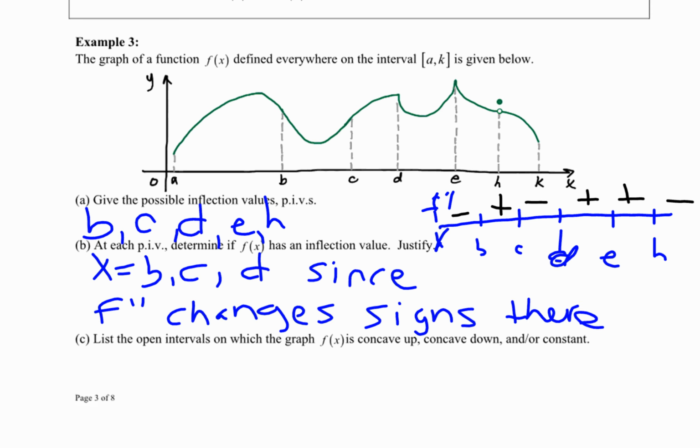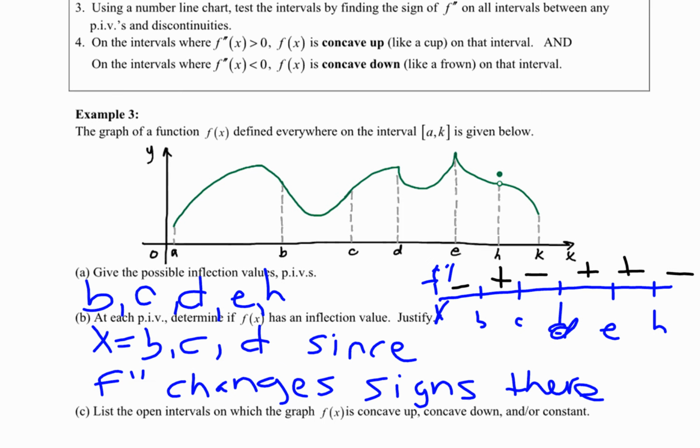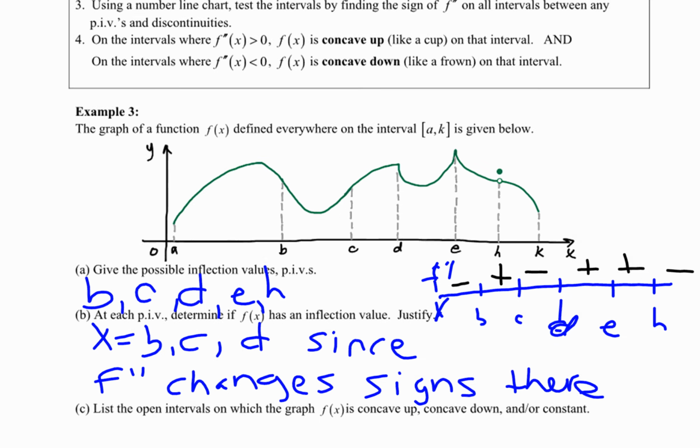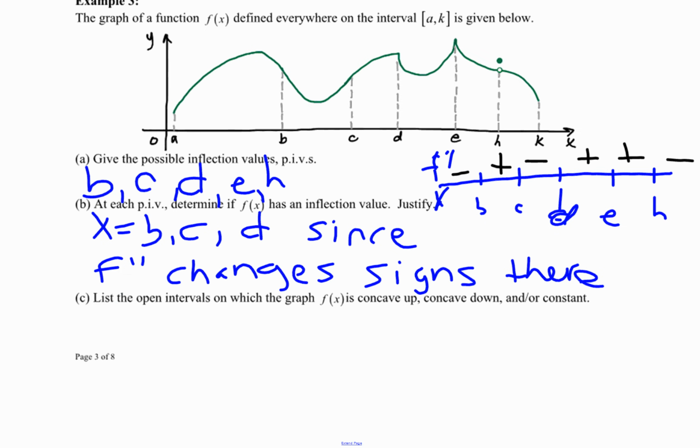Okay, note the graph doesn't change, the second derivative doesn't change signs at E, and although the signs change at H, there's a discontinuity there, so we can't have an inflection point if it's a discontinuity. So now we're going to list the open intervals.